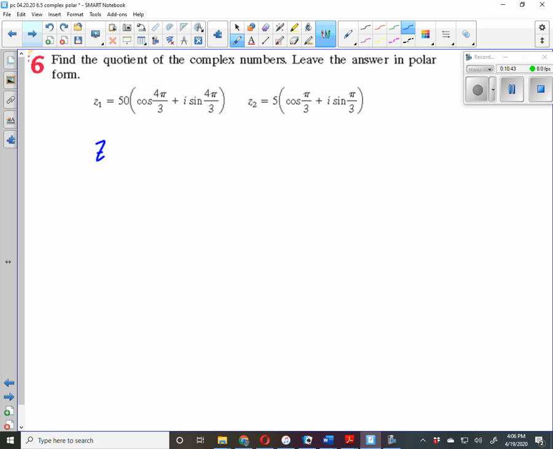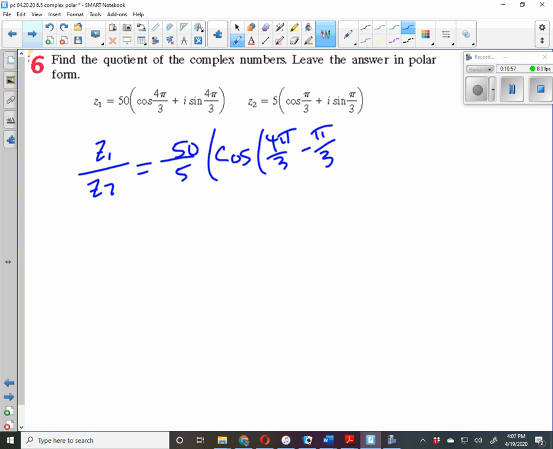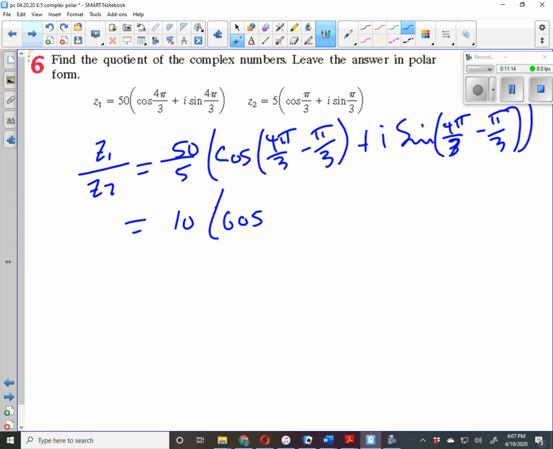So if we're dividing, z1 divided by z2 is equal to 50 divided by 5, cosine 4 pi over 3 minus pi over 3 plus I sine 4 pi over 3 minus pi over 3, equals 10 cosine 3 pi over 3, which is just pi, plus I sine pi.